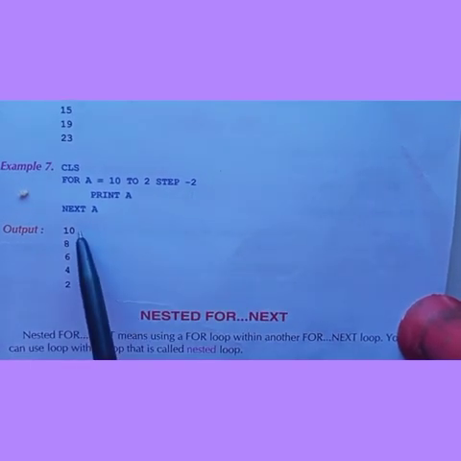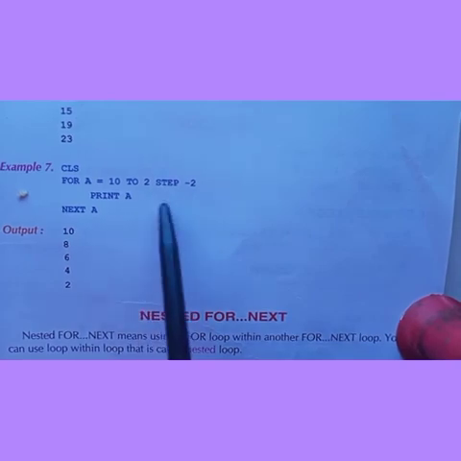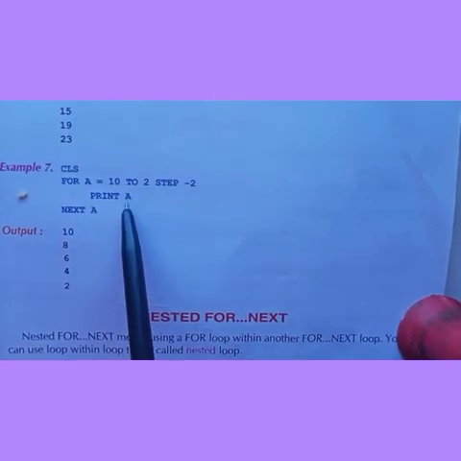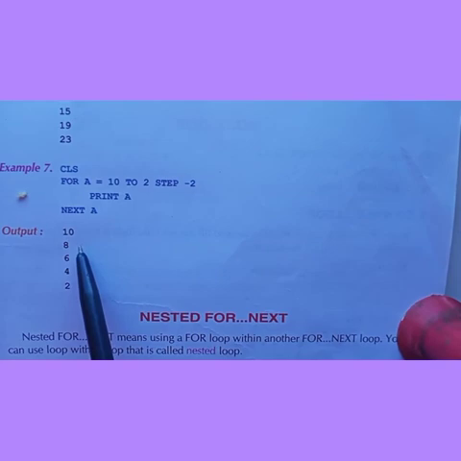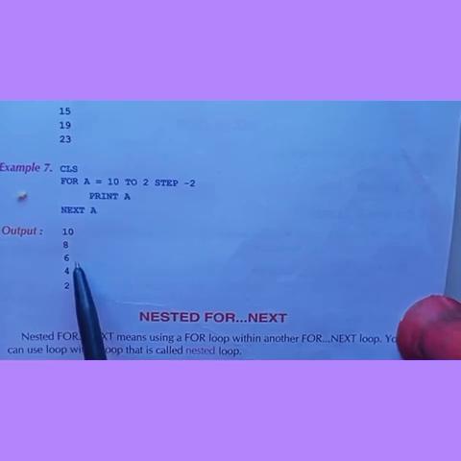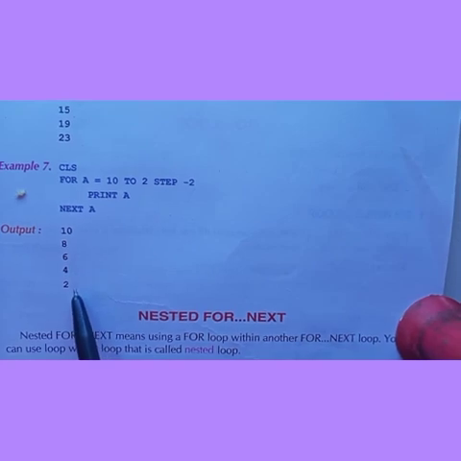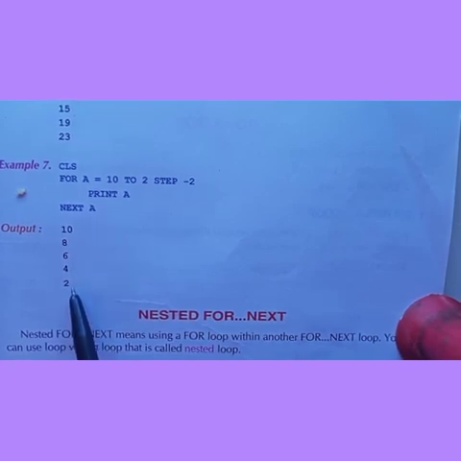So 10 is there, -2. 10 minus 2 is 8, because it is written print A, so we got 8. 8 minus 2 is 6. 6 minus 2 is 4. 4 minus 2 is 2. So here the last value 2 was printed.